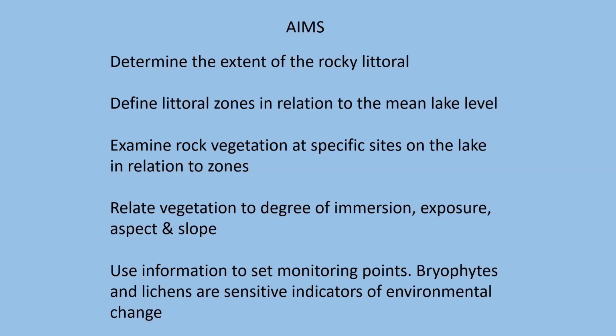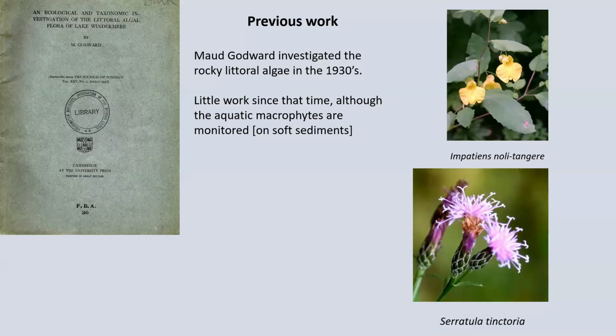Most of the vegetation I'm going to talk about today is not algae, in fact, although I have looked at algae on these sites. It's mainly bryophytes and lichens, mainly because they're the major organisms present in this zone. Some of them are very sensitive indicators of environmental change, so it's quite a useful thing to do for Windermere, understandably, in these times. So first of all, I'll just say what's been known about this aspect of Windermere before.